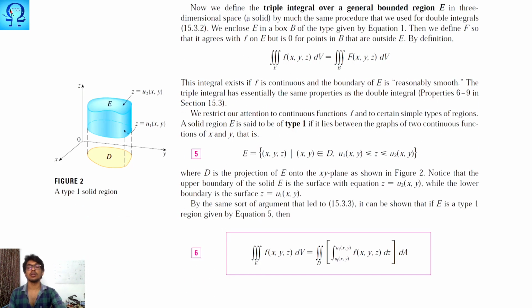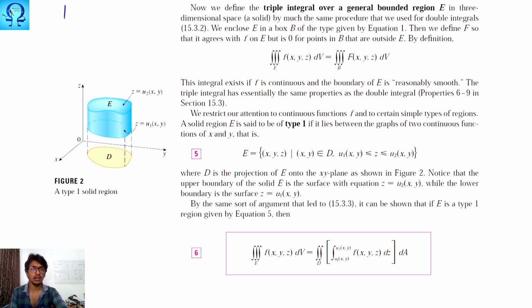Now the natural question arises: can we extend the concept of triple integral to a general bounded region? Yes, of course. This general three-dimensional bounded region E can be fit inside some rectangular box, I mean to say a cuboid.